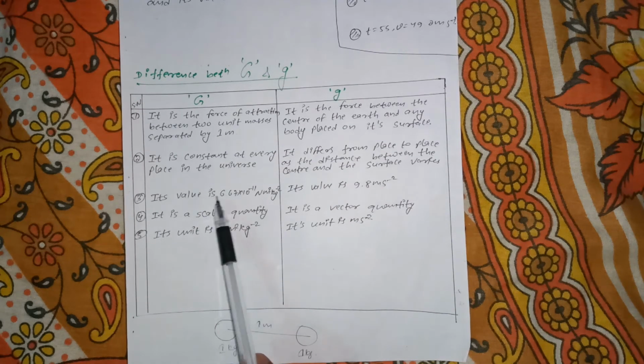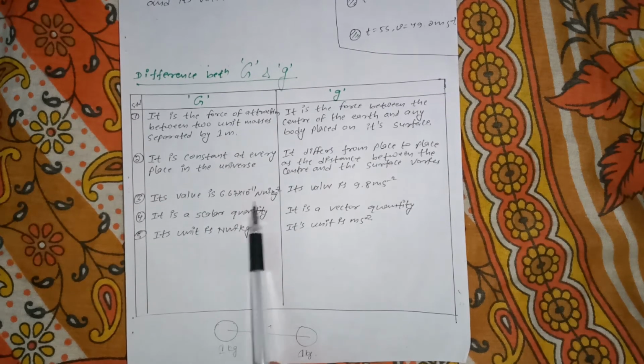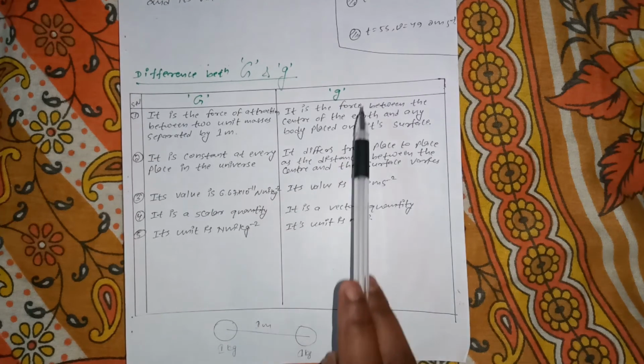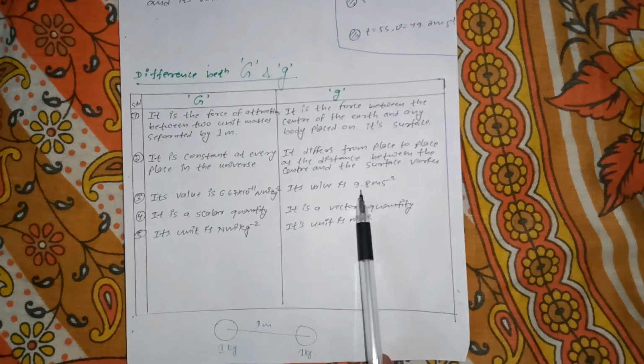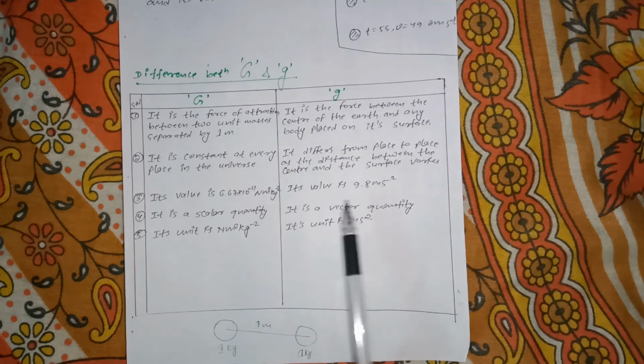The third point is value. Here the value of capital G is 6.67 into 10 to the power minus 11 Newton meter square per kg square. But the value of small g is 9.8 meter per second square at sea level. That means at sea level the value of small g is 9.8 meter per second square. But as we move to other places from sea level, the value might differ.